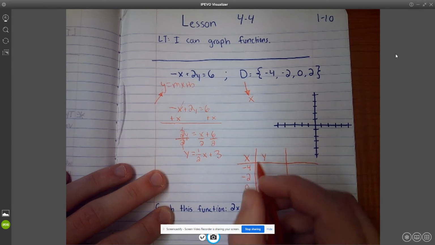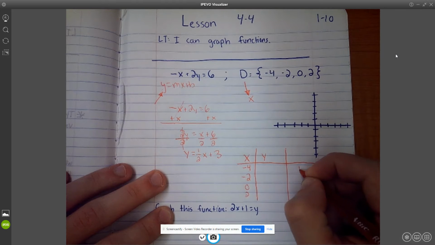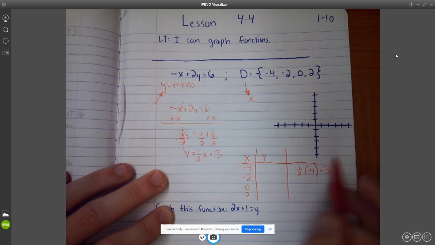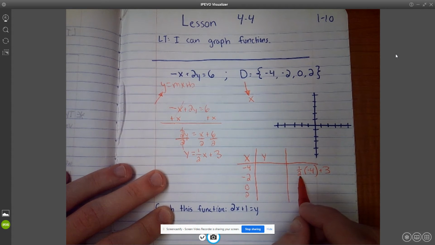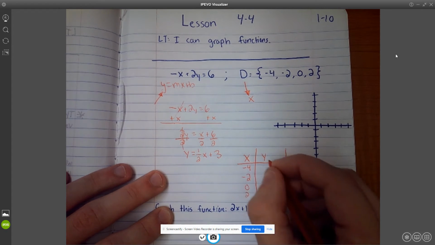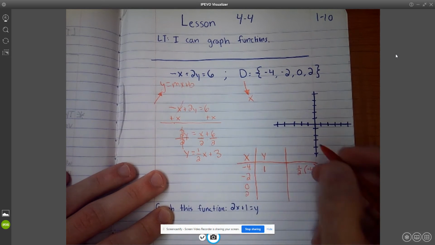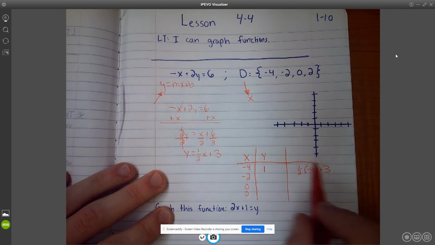So we have -4. We're going to get -1/2 times -4 plus 3. Well, -4 times 1/2 is the same thing as divided by 2. So -4 divided by 2 would be -2 plus 3, which would be 1. So that means our coordinates would be -4, 1 for this first one.